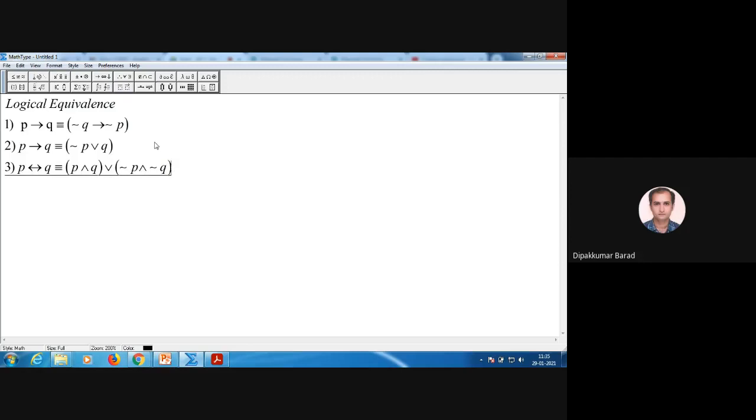So you can draw the truth table for these three, and you can check this logical equivalence.